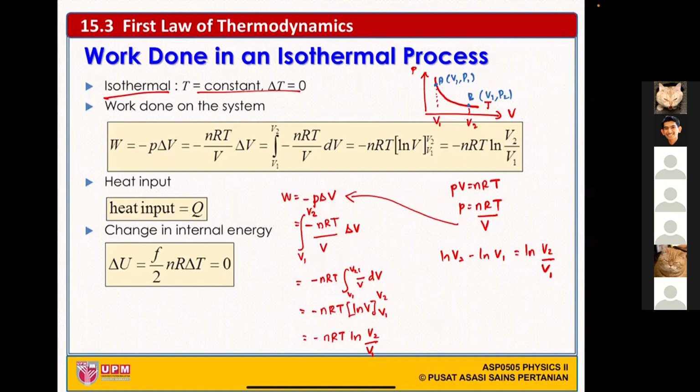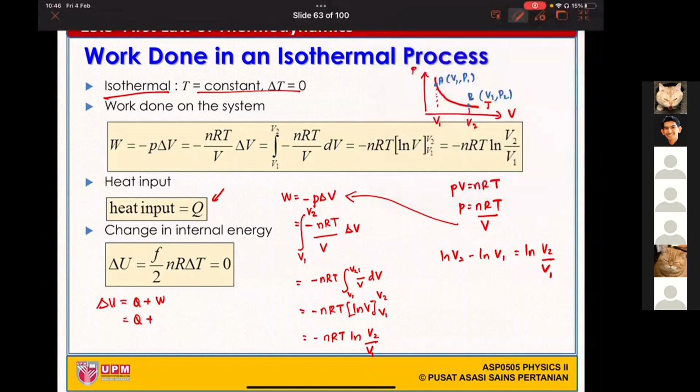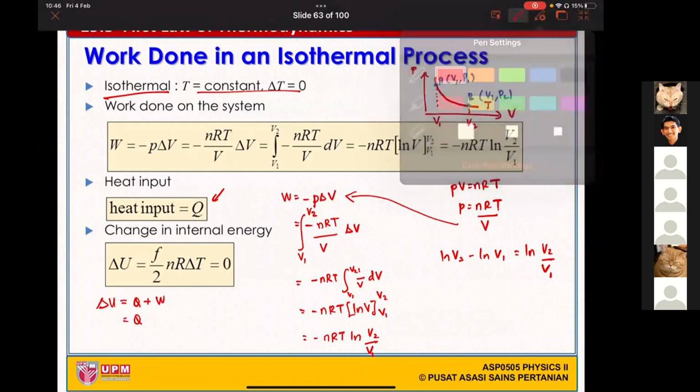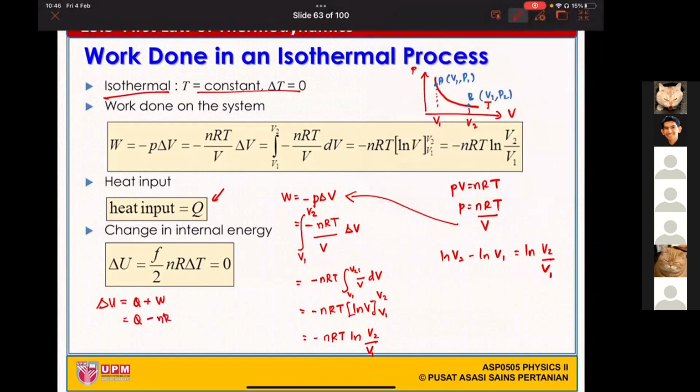So since the heat input is equal to Q, we can write that the change in internal energy is equal to Q plus W, where Q is its own heat input. So Q plus work is equal to negative nRT ln V2 over V1. So we can write Q minus nRT ln V2 over V1, and since delta U is equal to F divided by 2 nR the change in T.